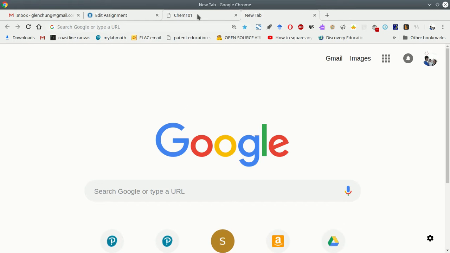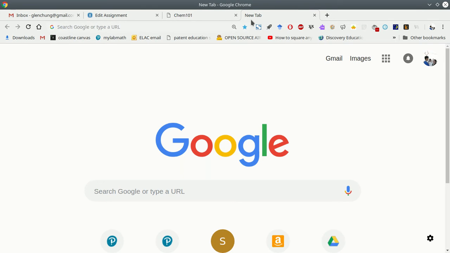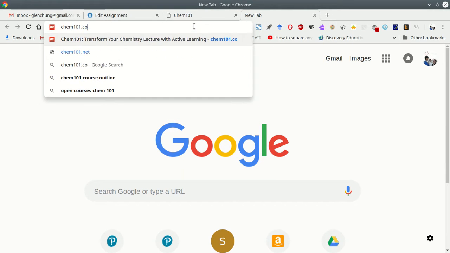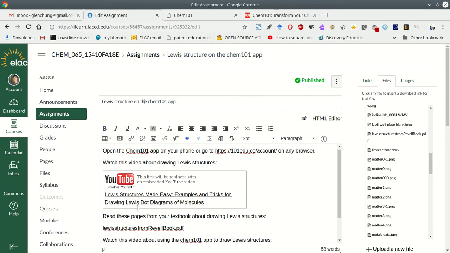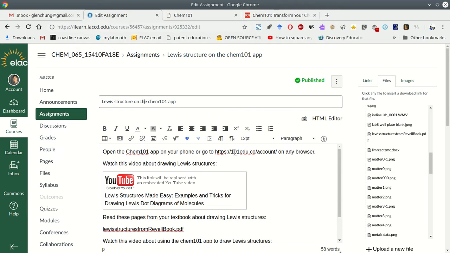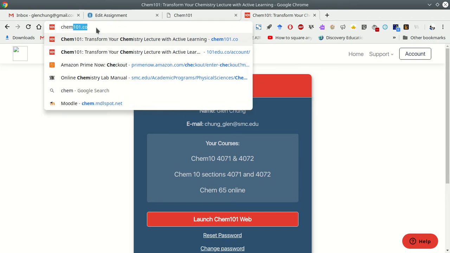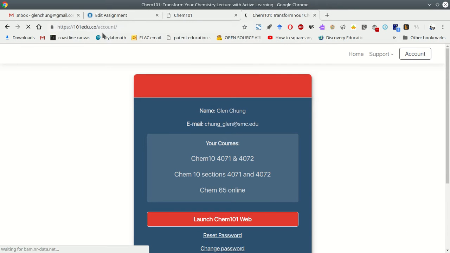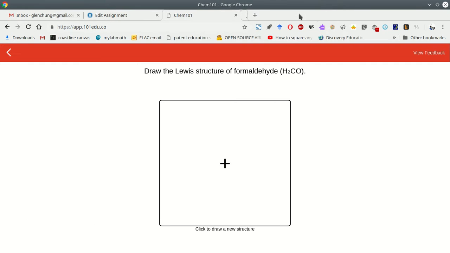To access the problems, you'll have to go to the Chem 101 website, and that website is at chem101.co. I have a link for it in the canvas here for you. There it is. It's 101edu.co. If you just type chem101.co, your browser will figure out that it needs to be going to 101edu.co, and then you just launch that, and you'll find the homework there. The homework is due on Friday.